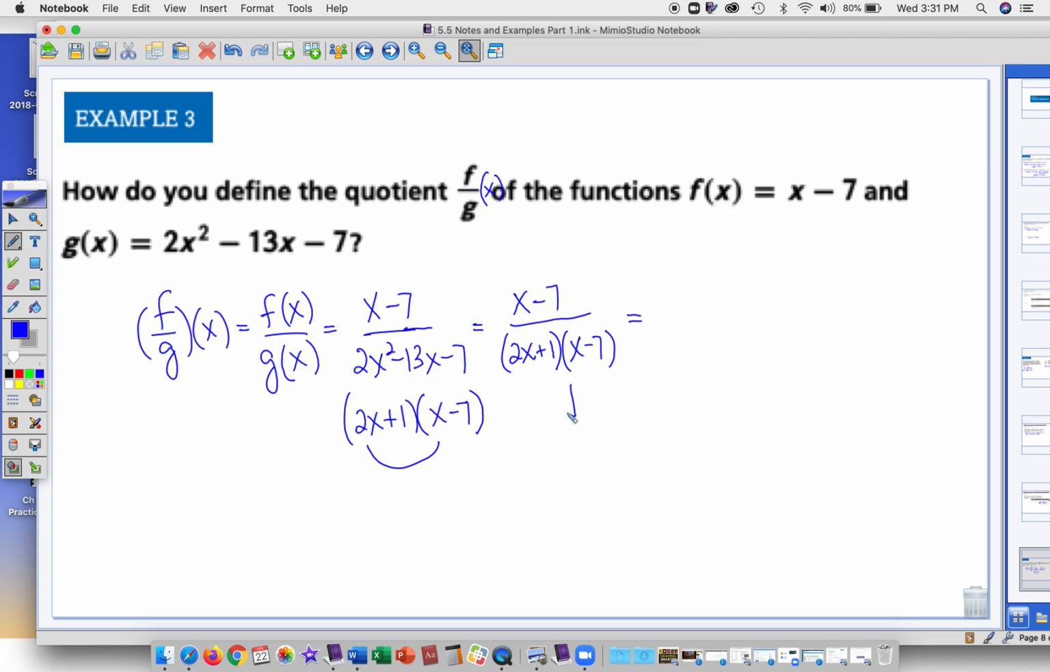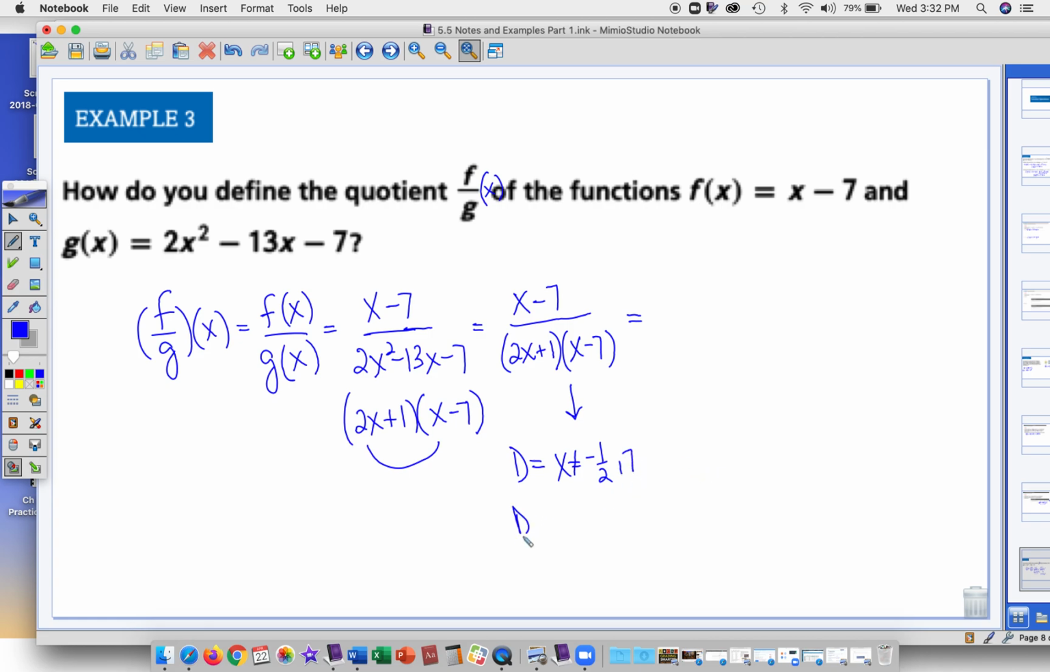But before we reduce out, I know you're going to be asked to also state the domain of this quotient of f over g. So the domain, we want to look at that prior to reducing our factors. Remember that? We always looked at the original function. So the domain is all values except for the ones that give us zeros in the denominator. So the two values that would give us 0 in the denominator would be x not equal to negative 1/2 and positive 7.